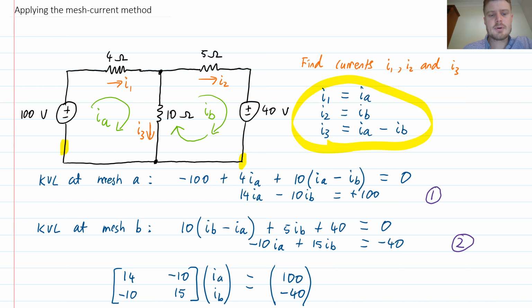The main point to be aware of is when you have an element such as this resistor, which is shared between two meshes, we need to write Ohm's law for both. It's the combination of those currents. And so we have positive or negative signs depending upon which way round the arrows for the currents have been drawn. That's the small detail that you need to pay attention to in order to make this method work correctly.